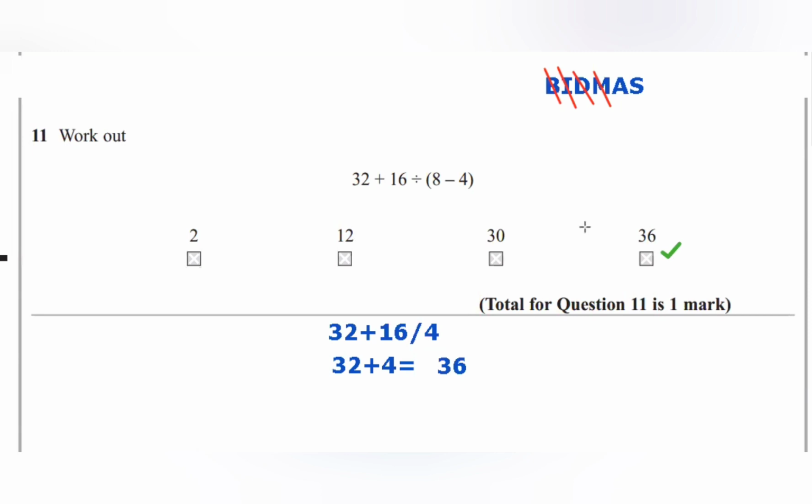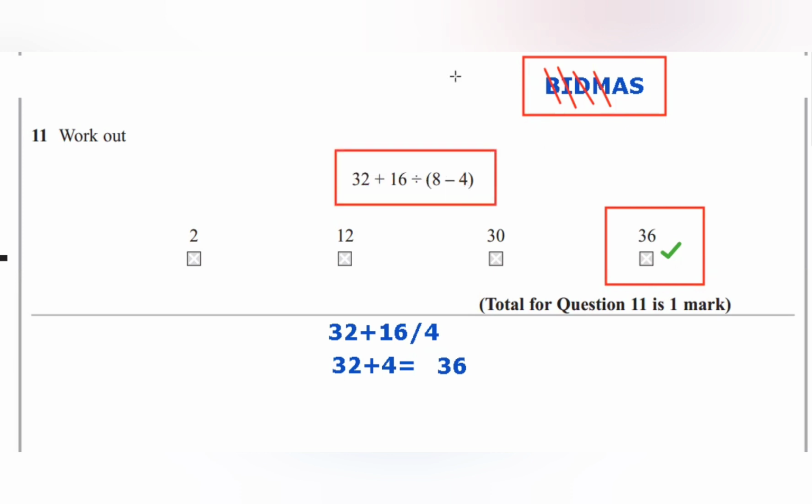So as we said, you have to follow the rules of BIDMAS: bracket, indices, division, multiplying, addition, and subtraction. Follow these rules, or order of operation, and you won't have any problems using the steps to answer a question like this. Now let's move on to the next question.